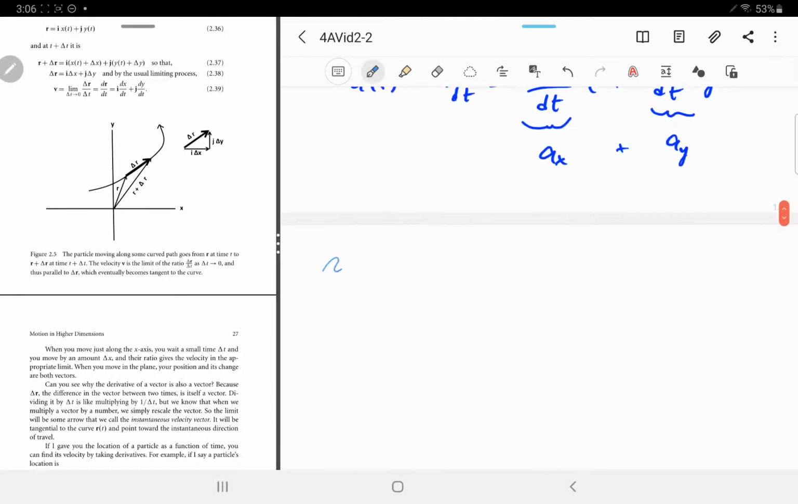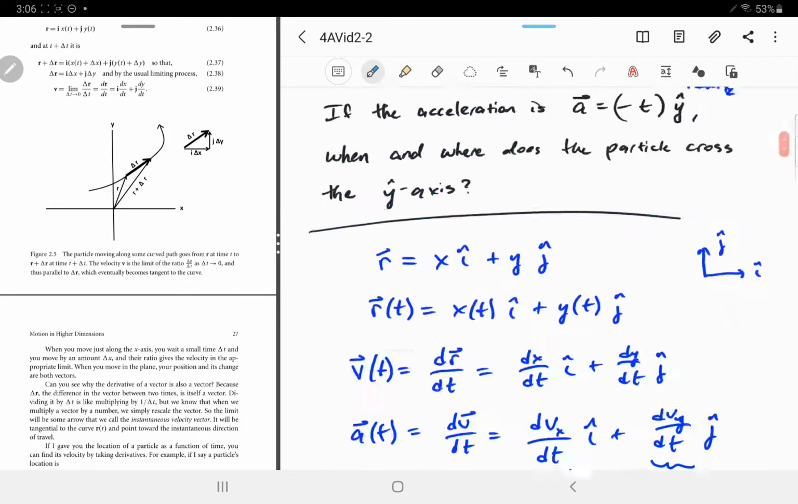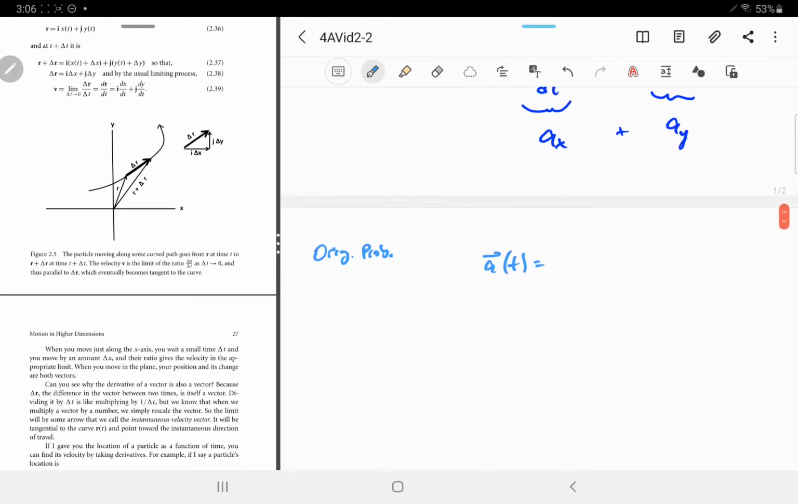Okay, so the original problem we're doing now. The original problem has the acceleration as minus t in the y-hat direction. So we can integrate this to find the velocity. By the way, I'm going to write plus 0 in the x-hat direction. I can always add 0.